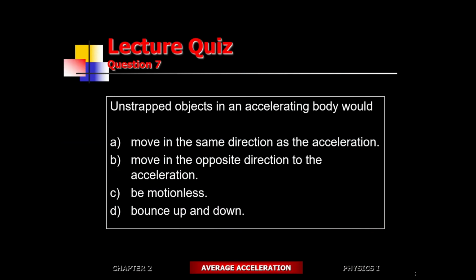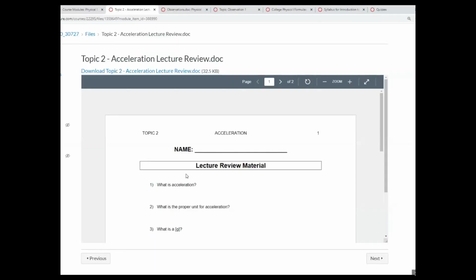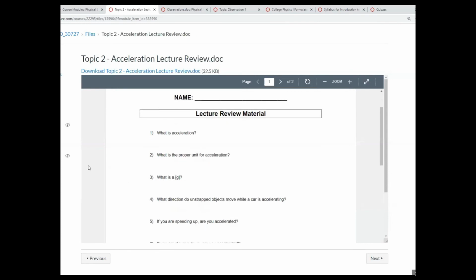All right, so what's the best answer in this case? So we got the unstrapped objects in an accelerating body, like a car. They will move in the opposite direction of the acceleration of the vehicle. So that's going to be the best answer. They will all move in the opposite direction of the acceleration of the vehicle. All right, so let's take notes. What's acceleration? In this case, speeding up is acceleration, so is slowing down.